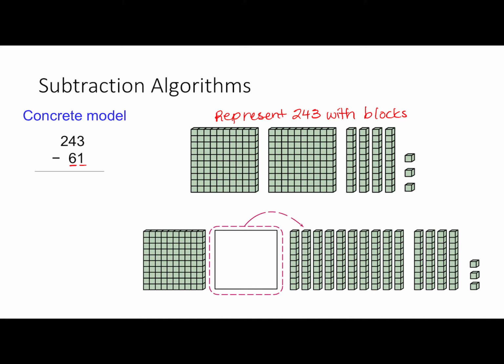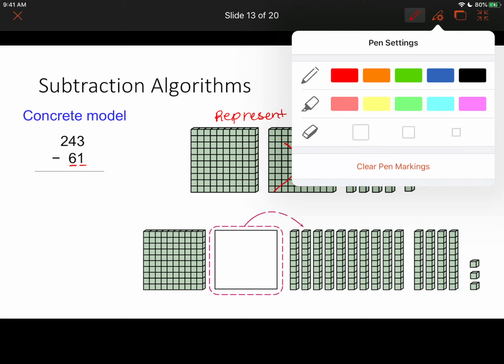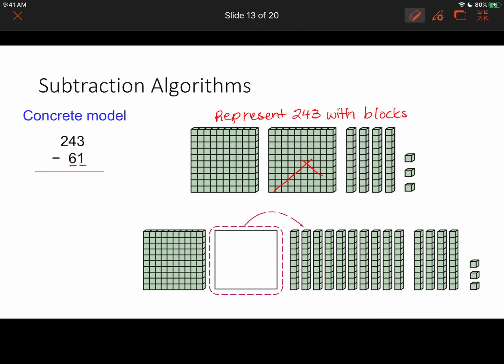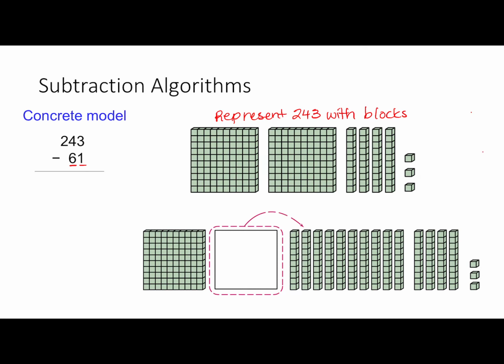So remember, 100 is the same as 10 tens. Okay, so I'm going to decompose this flat into 10 longs so that I can then take away 61. All right, so let's turn the page to illustrate that.